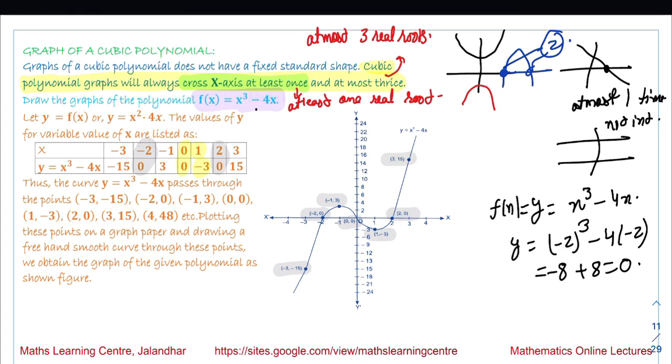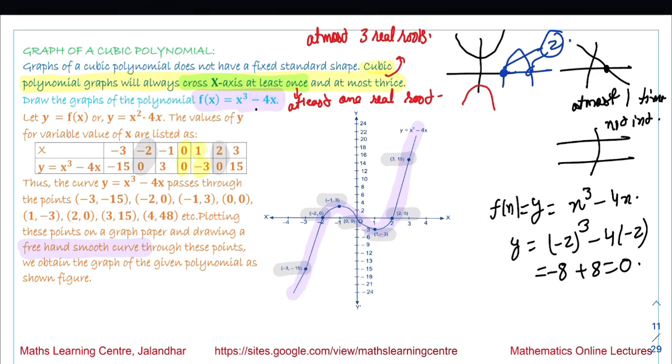And we join all these points like this. So we have obtained the graph in this form, and this is the graph for the cubic polynomial. It is important to note that we have just joined the points freehand. These are not straight lines. While joining 2, 0 and 3, 15, we are not using a straight line; we are just joining these two points freehand.